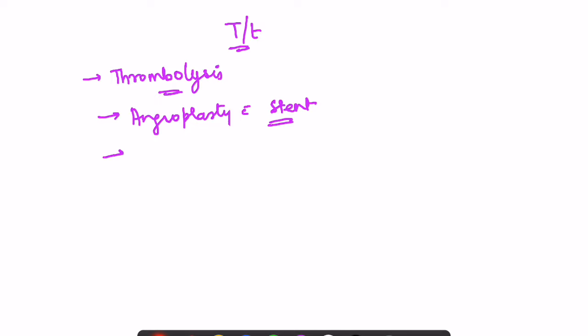thus increasing the lumen diameter through which the flow is occurring because of the placement of the stent. Another is coronary artery bypass grafting. So wherever the block has occurred, another conduit is given bypassing that particular block, so that the blood flow can occur through another conduit. So that was about the pathophysiology of myocardial infarction.